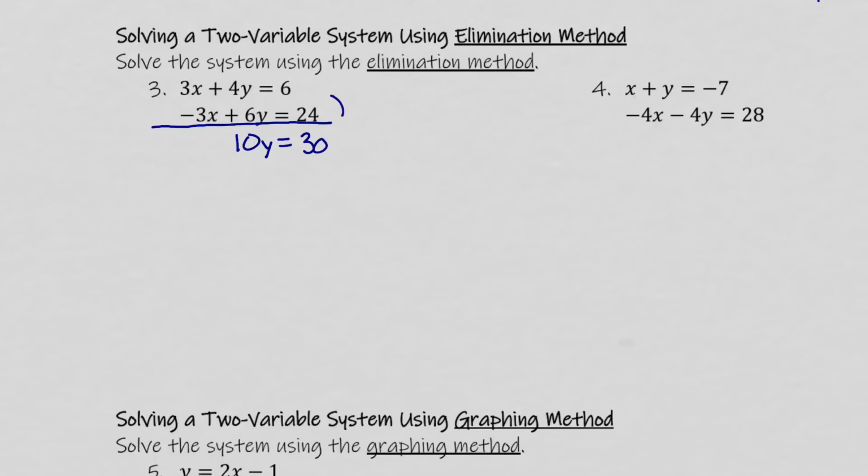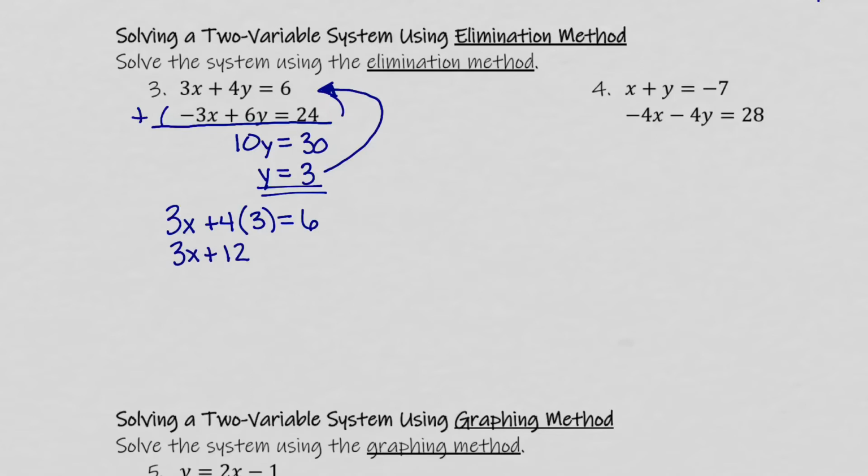So if you think of it like this, I'm taking all of this and I'm adding it to that top equation. Okay? So I end up with 10y equals 30. I'm going to divide both sides by 10, and I already get my answer for y, which is 3. Okay? Now that's only part of the answer. We now need the x. So I need to plug this into one of my original equations. I'll just pick the one on top. And so I have 3x plus 4, and instead of writing y, I'm going to put what I said it equals, and that's 3, equals 6. Okay, so 3x plus 12 equals 6.